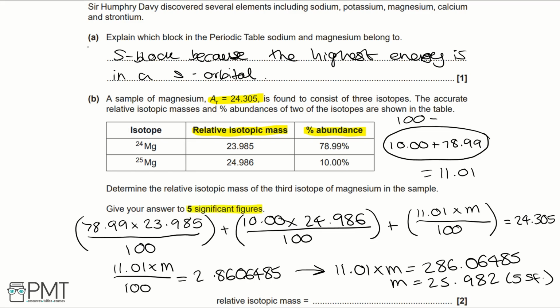So then on the answer line, we need to write 25.982. For this question, you get your first mark for writing your fractions and that they're equal to the Ar of your sample of magnesium. And then you get your second mark for working out the relative isotopic mass of your 3rd isotope, and that would be 25.982. Writing this to 5 significant figures gets you your second mark for this question.